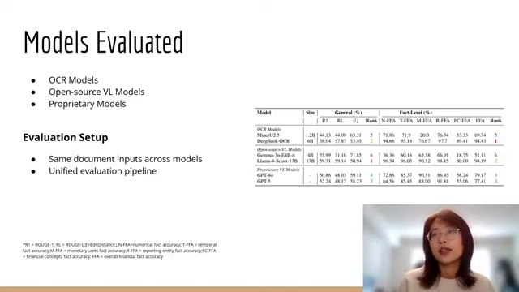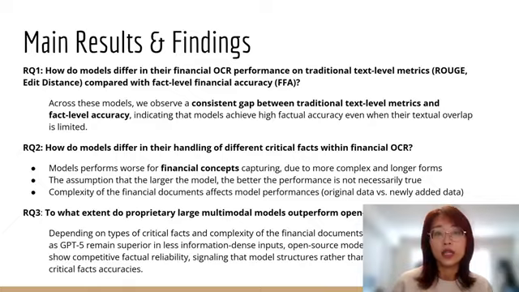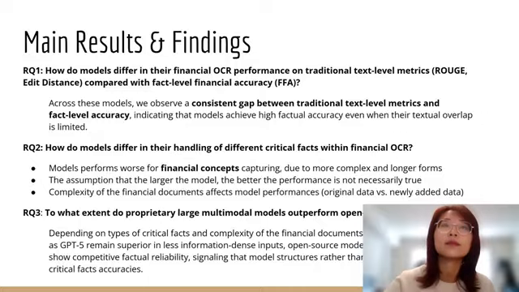So here we can see that if the structure of the model is tuned towards OCR, it actually outperforms those models with large parameter size. So there is an implication that model structure, rather than parameter size, drives the critical fact accuracies.